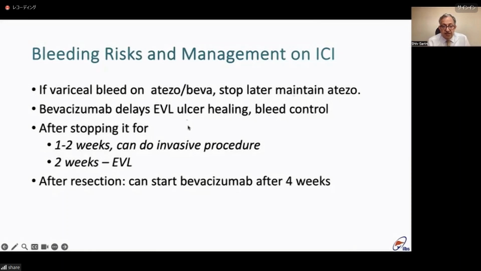Bevacizumab has a few problems. It delays the healing of variceal ligation ulcers, so the ulcers don't heal. The bleed control can also be decreased. After stopping atezo and beva for 1 to 2 weeks, then we can do endoscopic ligation or TIPS or any such procedures. For 1 or 2 weeks, due to beva, there is a risk of bleeding. After 2 weeks of stopping, you can do EVL comfortably. So if there is an emergency, do EVL or EBL then and there. If it is elective, then wait for 2 weeks. After resection, you can start bevacizumab after 4 weeks' time.